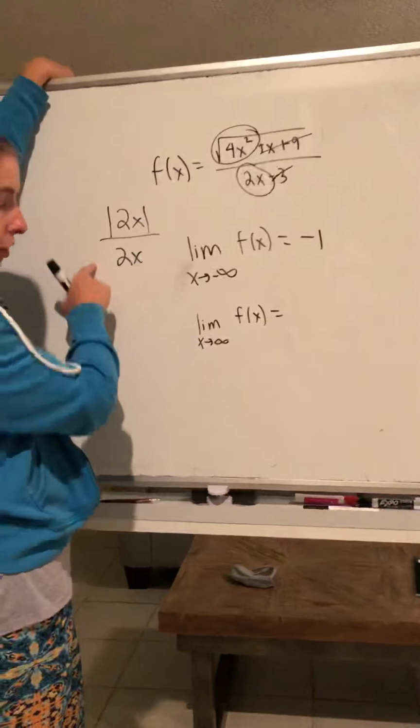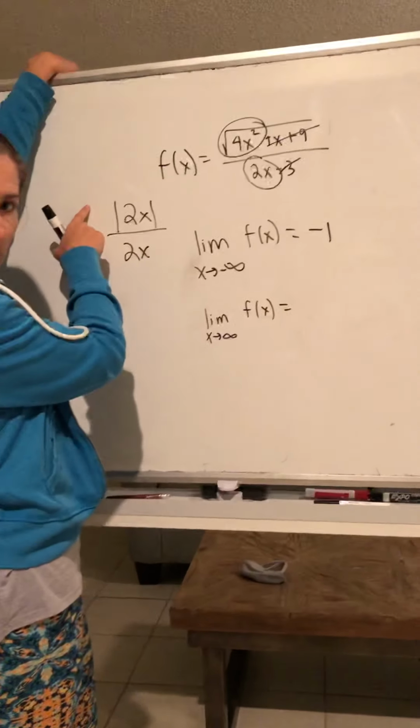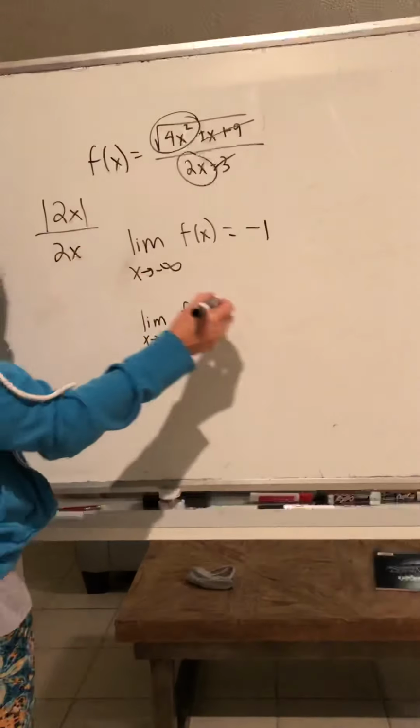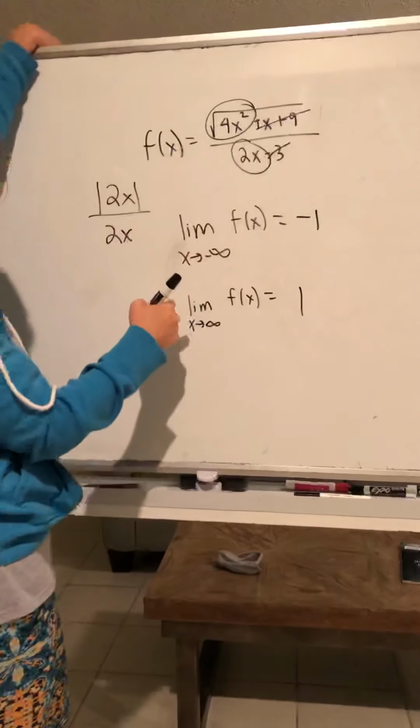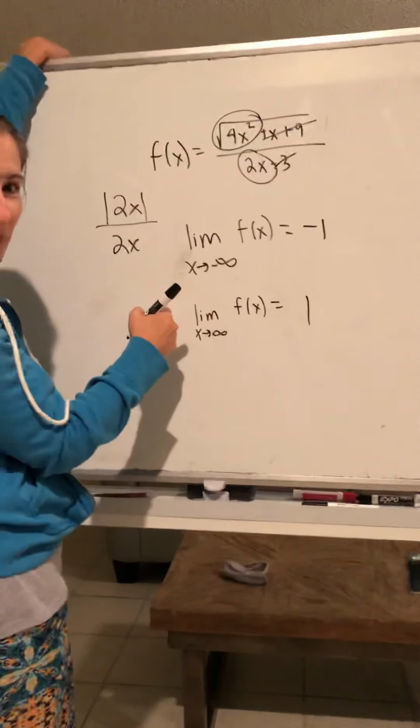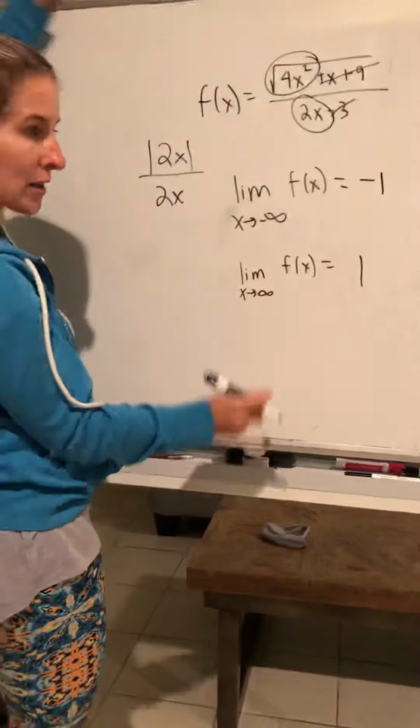But if you plug in a large positive number, now the numerator is positive and the denominator is positive, so that's why this one is 1. So this is one of those weird situations where you have two different horizontal asymptotes.